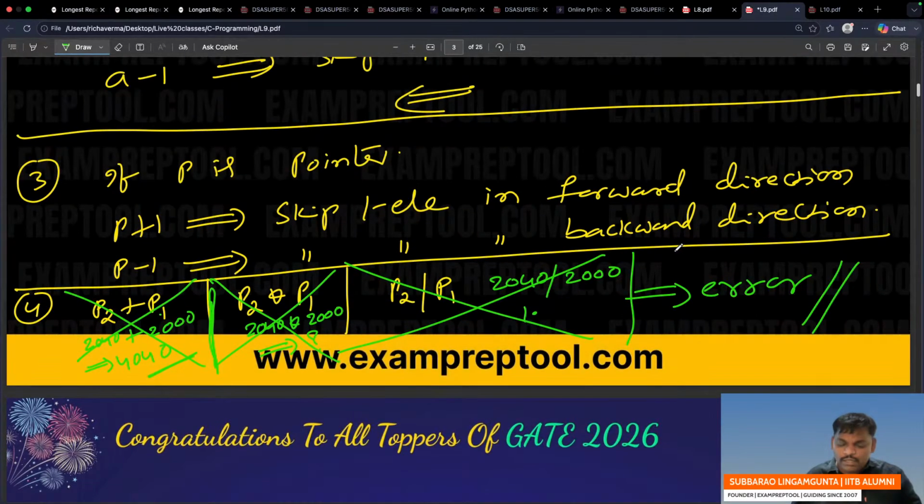Let me know, I think this fourth point is also taken care of. So these all are invalid operations. Error message. Invalid operations. Right? Be careful. Error message, invalid operations you will get.